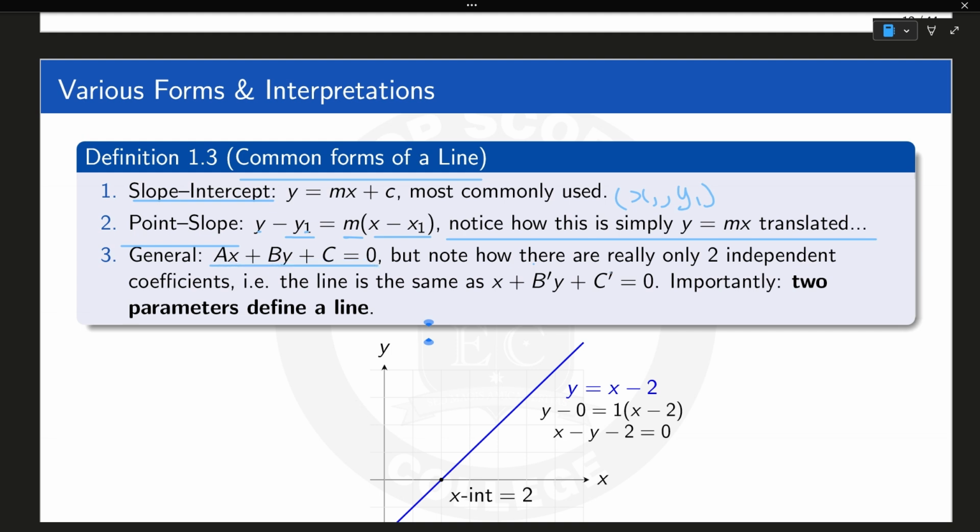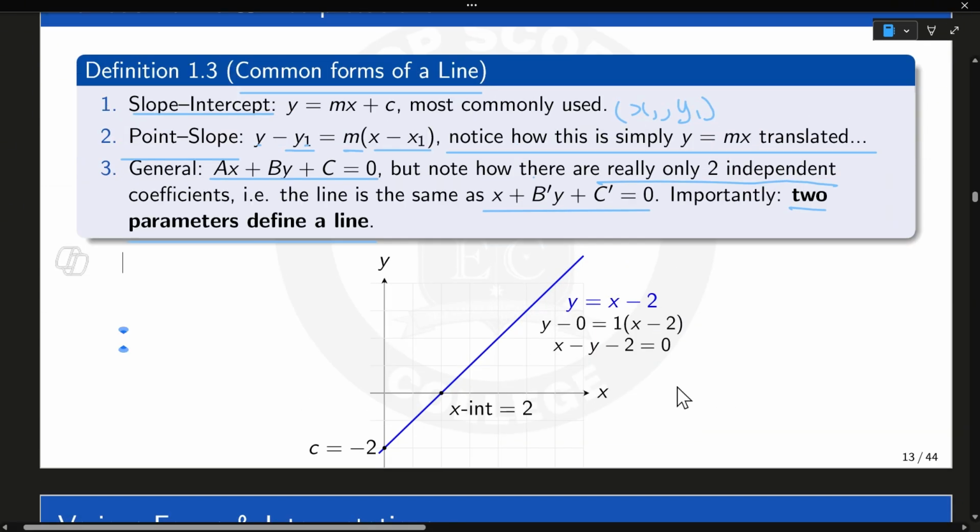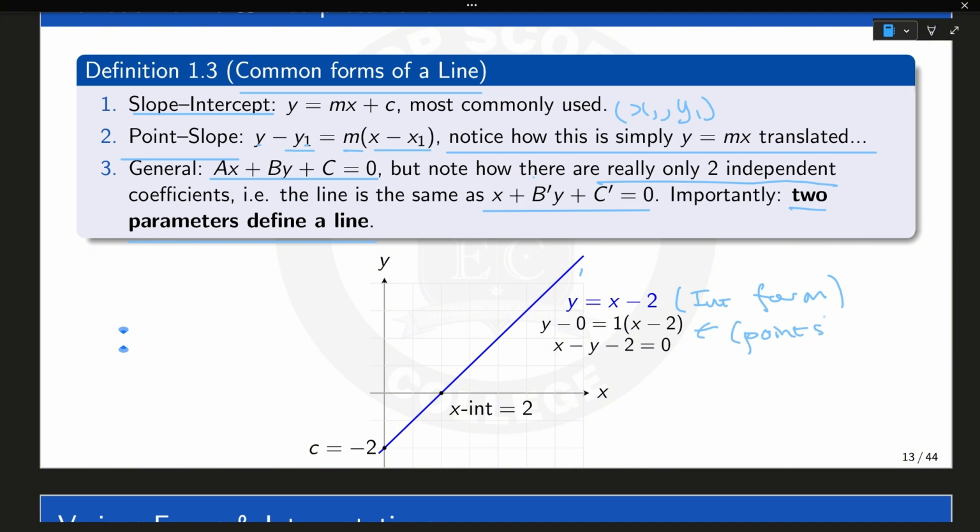But note how there are only really two independent coefficients, such that the line is actually the same as this one. So importantly, two parameters define a line. As an example, we have a particular line, or the picture of a particular line, and the same line written in various forms. This is the intercept form. This is the point-slope form. And this is the general form.